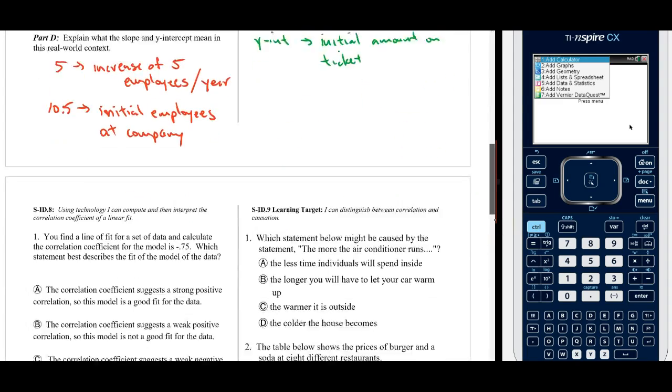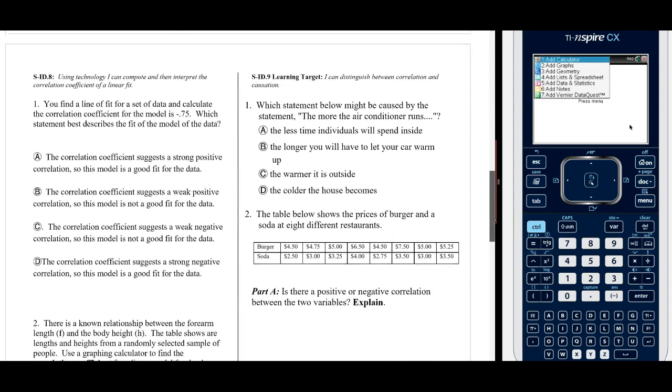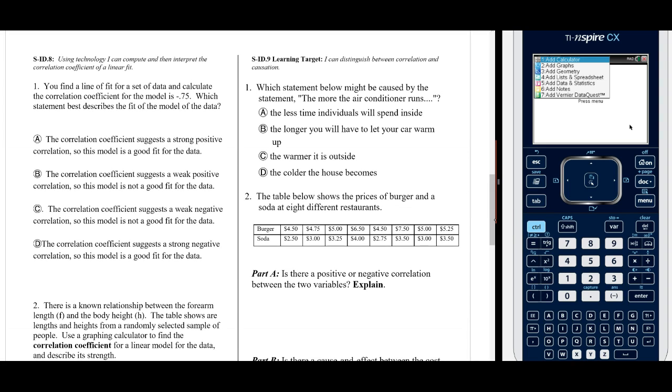Alright, moving along. I guess we're back to number 1. You find a line of fit for a set of data and calculate the correlation coefficient for the model to be negative 0.75. Which statement best describes the fit of the model of the data?